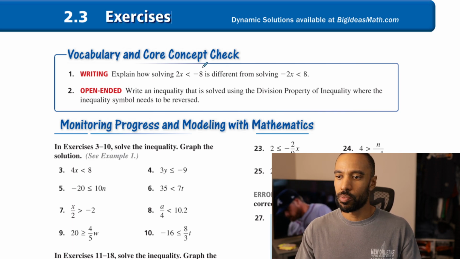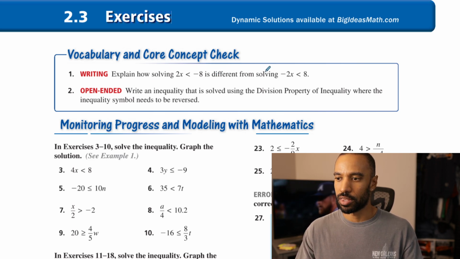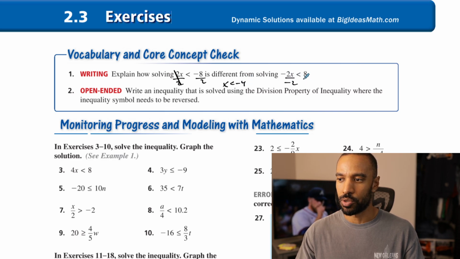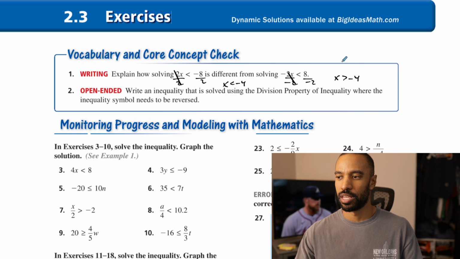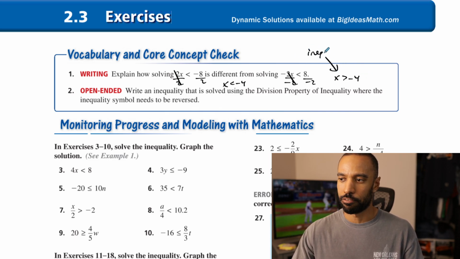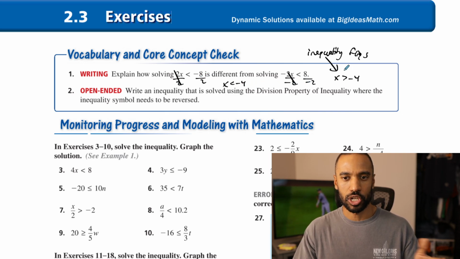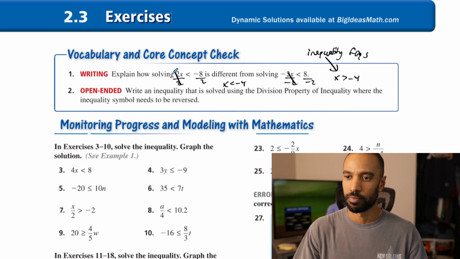Explain how solving 2x is less than negative 8 is different than solving negative 2x is less than 8. Well, here you divide by 2, and you get negative 4. And here you divide by negative 2, and you also get negative 4, but this time the inequality flips. Anytime you divide both sides by a negative, the inequality flips. See, this is divided from a negative. I couldn't care less what it divides from. It's what it divides by that changes the nature of the problem.